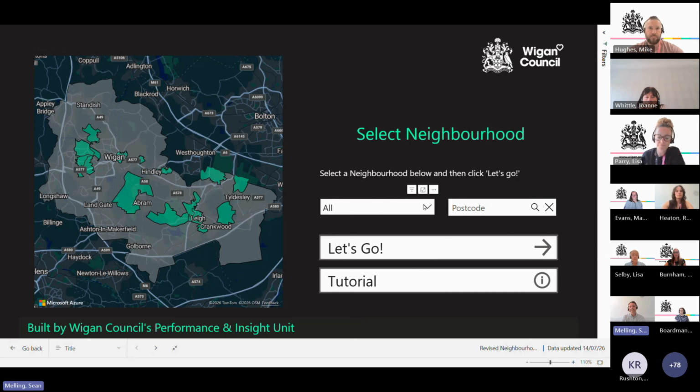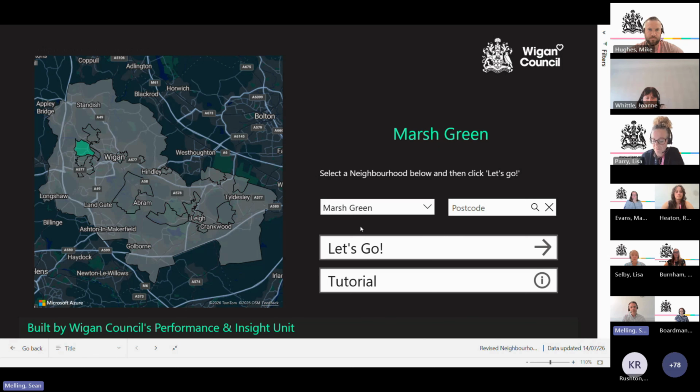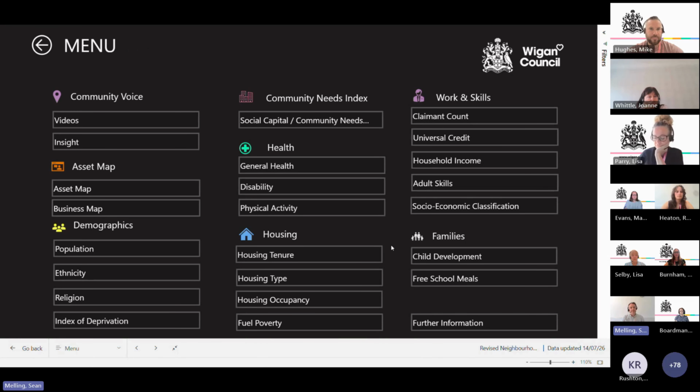Okay, I'm going to make an executive decision today, and I'm going to take us to Marsh Green. So if I select Marsh Green, and it should automatically switch, and then click Let's Go, it'll take me to this menu. Top left-hand corner is Community Voice. Purposely the first bit that you see, because we think this is the most important part of those profiles.